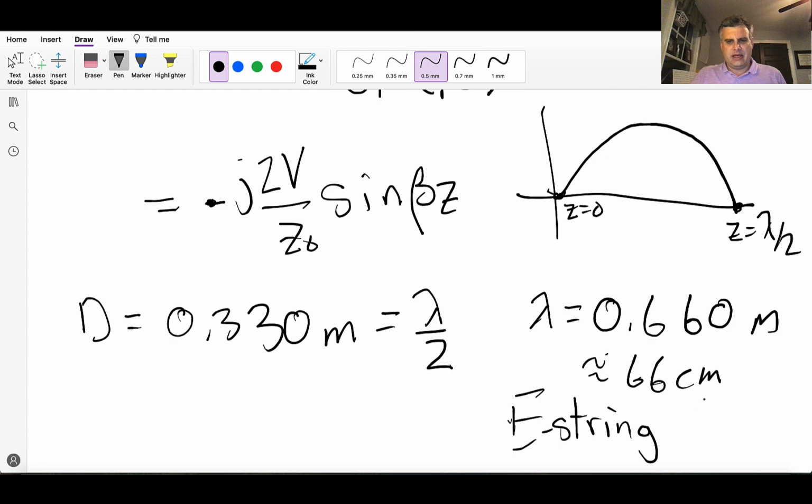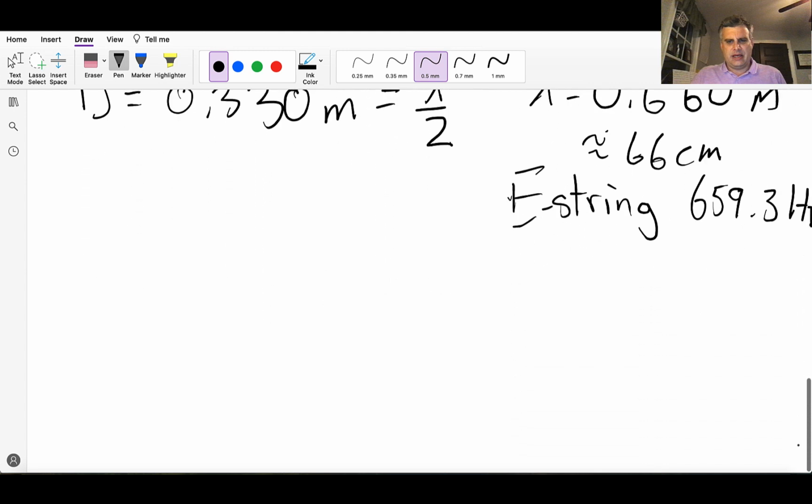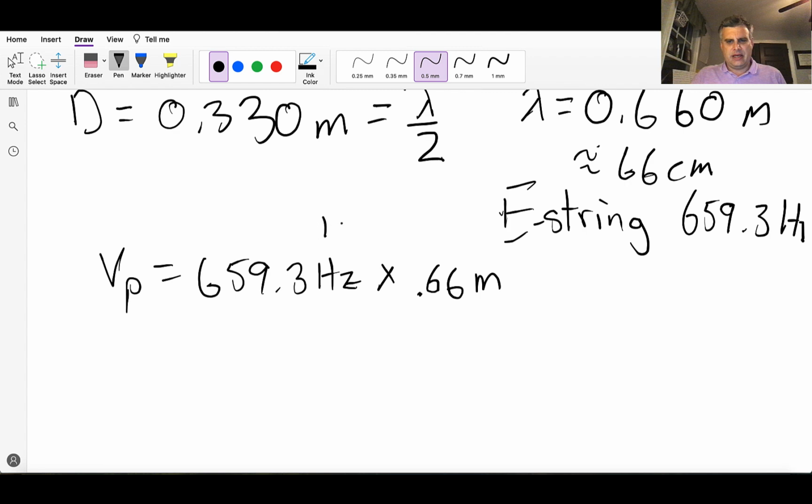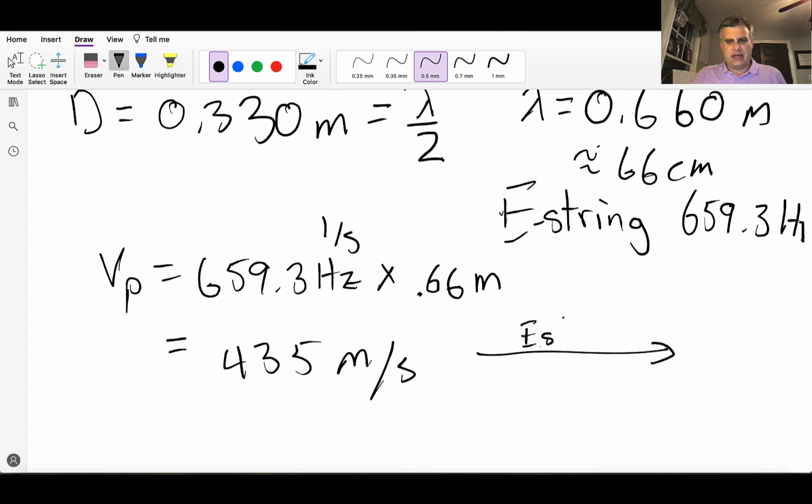And if we take the E string of the violin, we said in the beginning of the lecture that that was 659.3 hertz. Now I know that velocity of propagation has to be equal to 659.3 hertz, the frequency, times the wavelength. Let's keep it in SI units, 0.66 meters. Of course, hertz is 1 over second. That gives me a result of 435 meters per second, which is how fast a vibration travels down the E string of a violin.